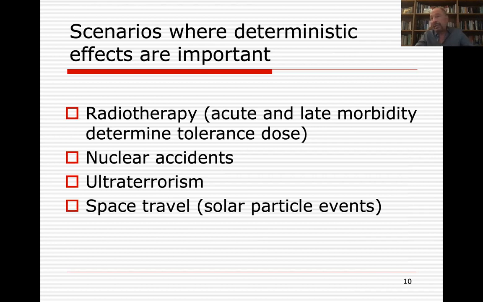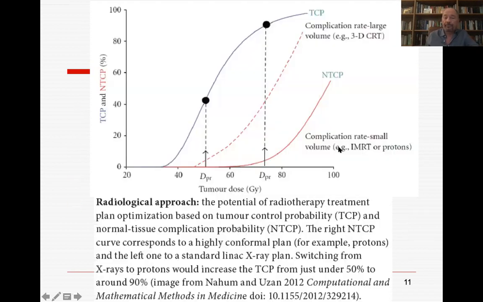But then, of course, you can have deterministic effects in nuclear accidents. This is very common. We saw something also when we looked at biodosimetry. Ultra-terrorism, this we will see in the next lectures, and space travel. These 2 points will be touched on in the final lecture of the course.